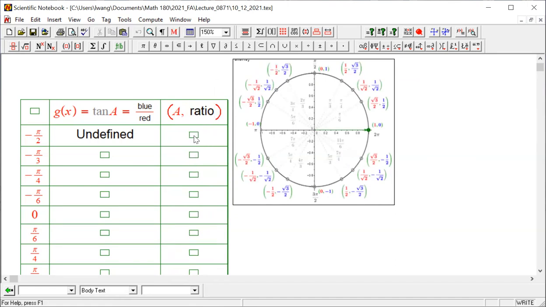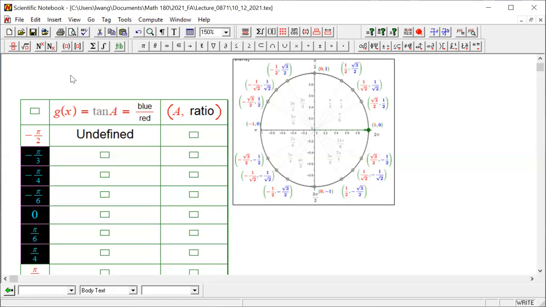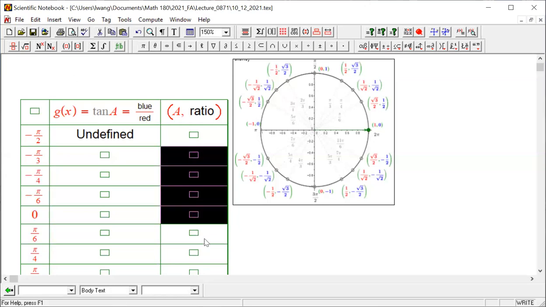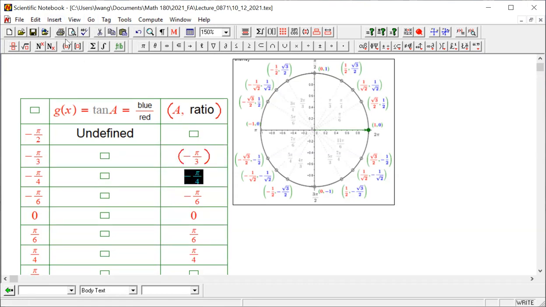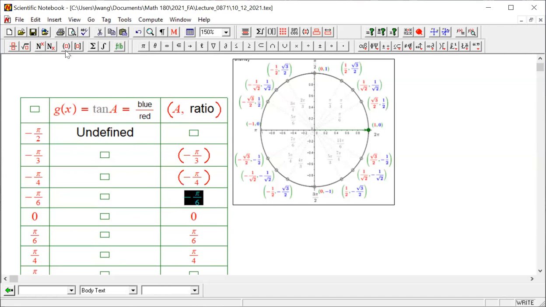So this point doesn't exist because it's undefined. Then you're going to have all of these points, all these inputs and outputs. Okay, so you're going to set them up, to fill those blanks.